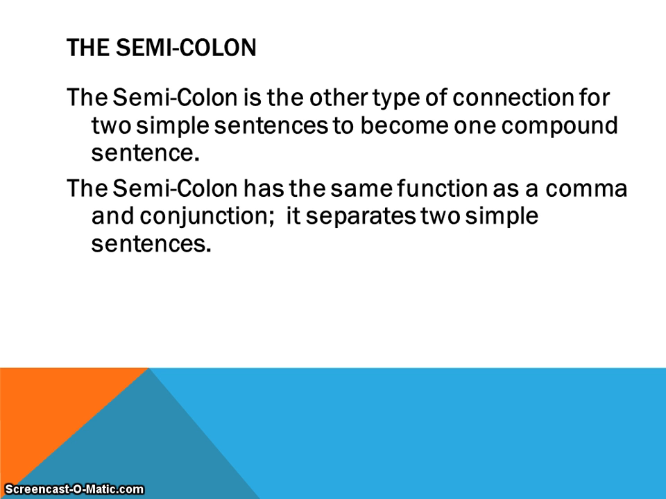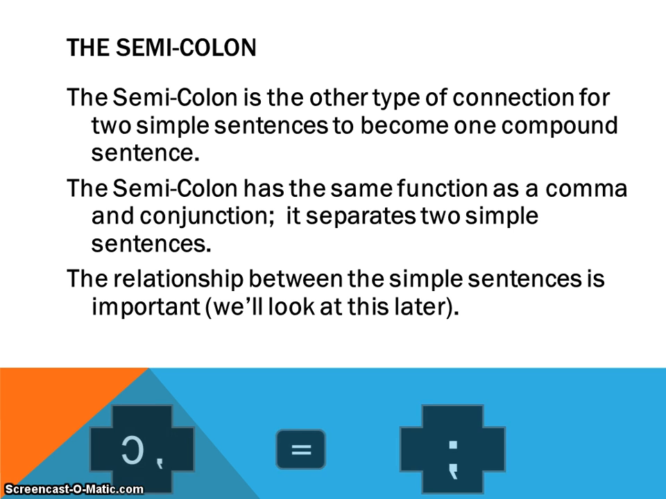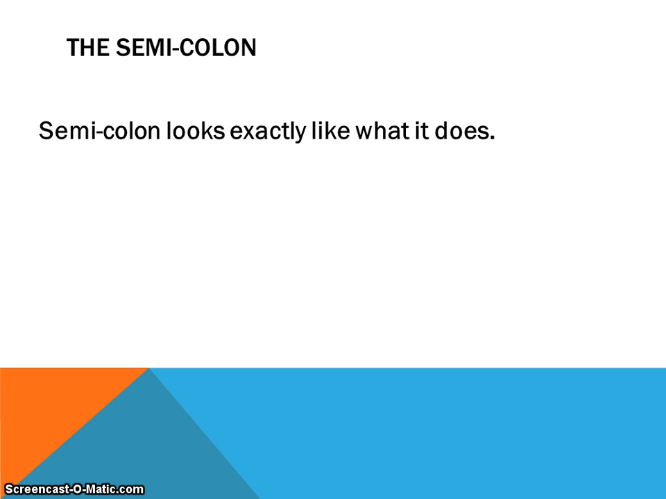They can live on their own. There must be a relationship between these simple sentences. We'll look at that relationship again after we see the pattern and see how it works. Bottom line is this: the comma and conjunction serves the exact same function as a semicolon. That's something to know.